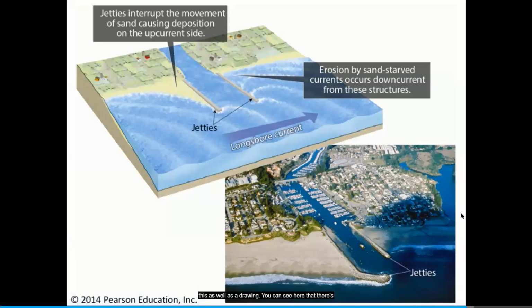Here's a real-life example of this, as well as a drawing. You can see here there's the open ocean in this photograph down in this area, the inlet here protecting the boats, and then we've got the jetties on either side of the inlet, and you can see how much more sediment has been built up on the left side of that jetty as compared to the right. And the right side actually even seems to have a little bite taken out of it right there. So that indicates that the longshore current in this photograph will be moving from the left towards the right.